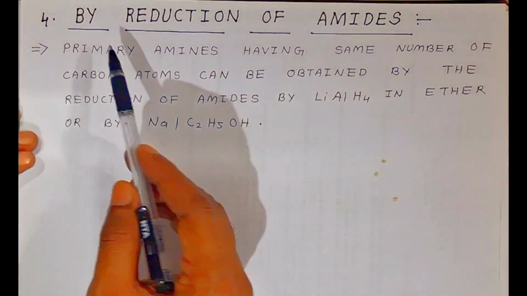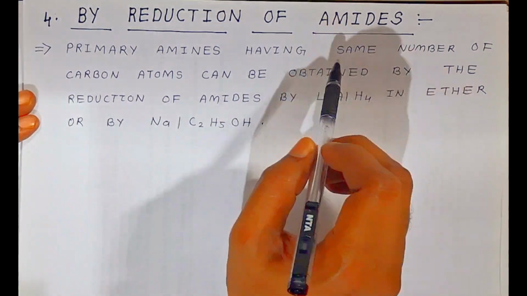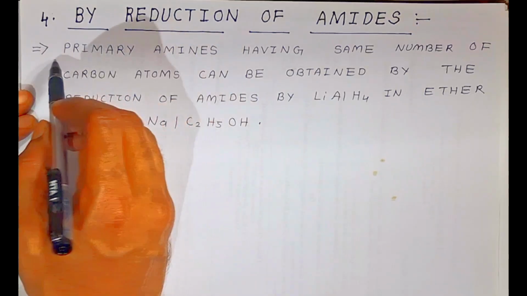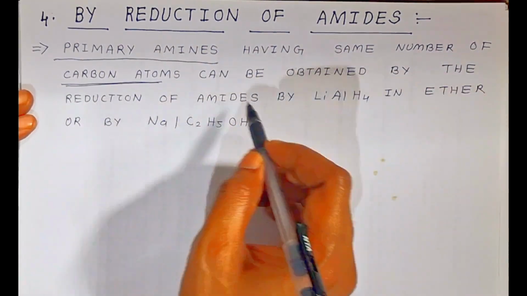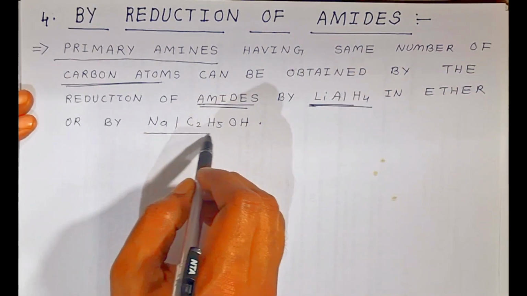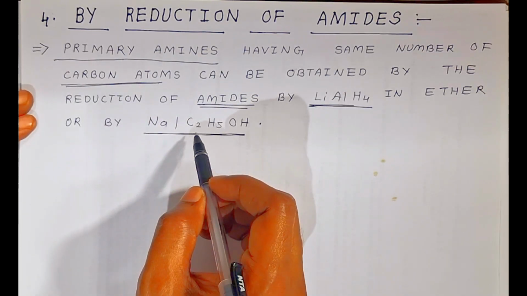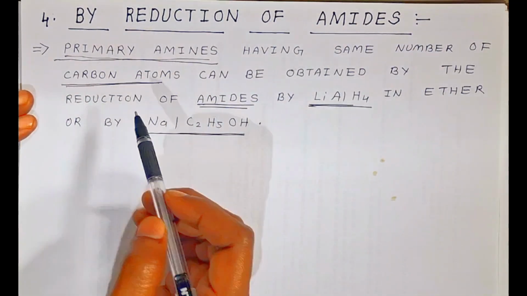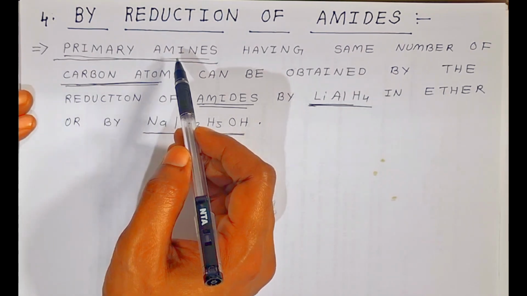We are going to see the fourth preparation, that is reduction of amides. If amides are given students, how are you going to convert them into amines? Here also, all amides we are going to convert into primary amines. Primary amines having the same number of carbon atoms can be obtained by reduction of amide by lithium aluminum hydride in ether, or sodium in contact with ethanol. Sodium when you add in alcohol will give you nascent hydrogen. So if you have any amides, you can convert them into primary amines. Okay students, the amide and the amine will have the same number of carbon atoms.